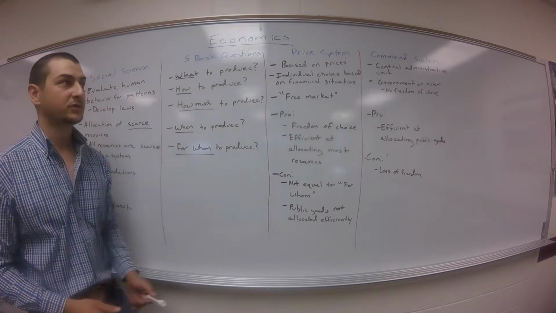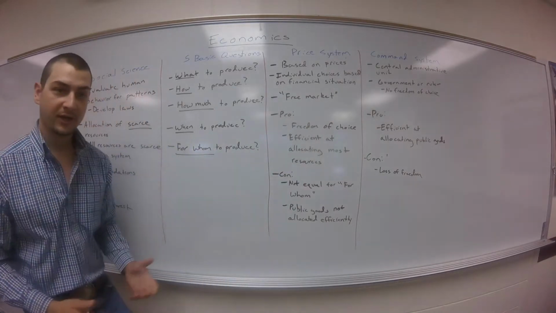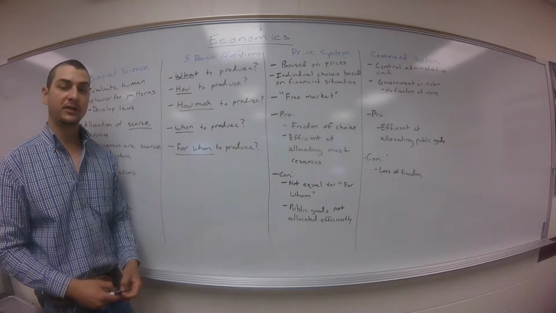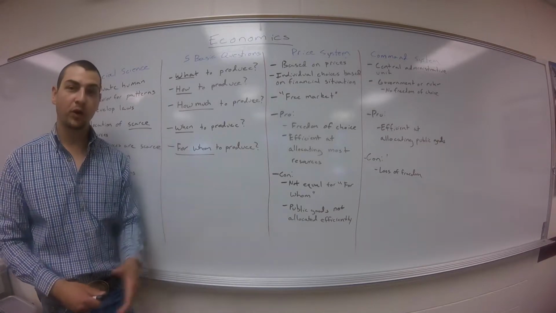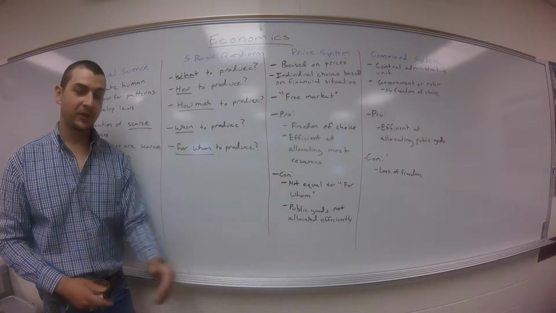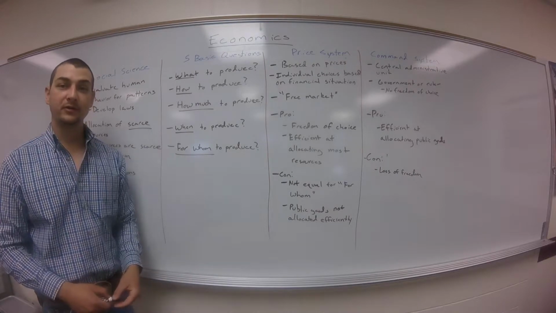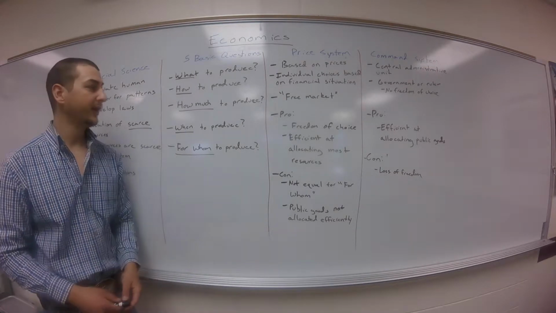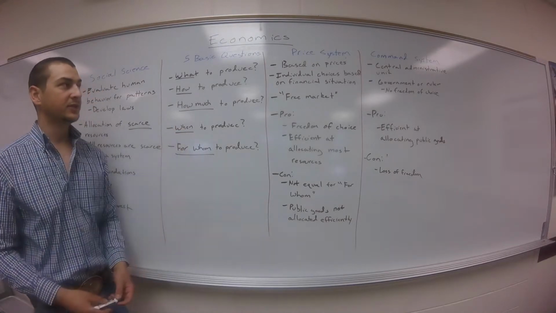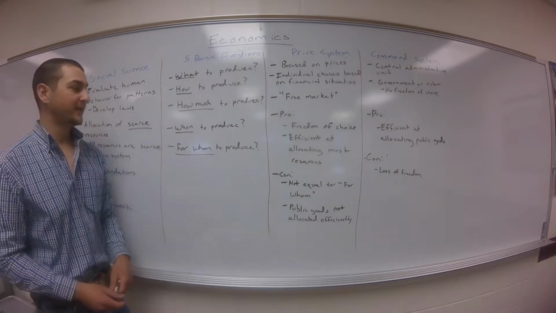Well, under a command system, somebody like a king or a dictator is going to walk in and say, you need to produce 1,000 bushels of corn. And that's how much Farmer A is going to produce. Farmer B, you're going to produce 10 bales of cotton, and that is exactly how much you're going to produce. You can't produce more or less. So that's dictated under the command system.